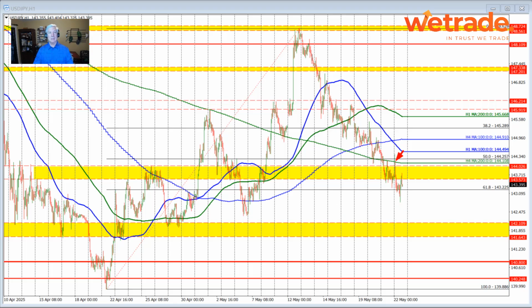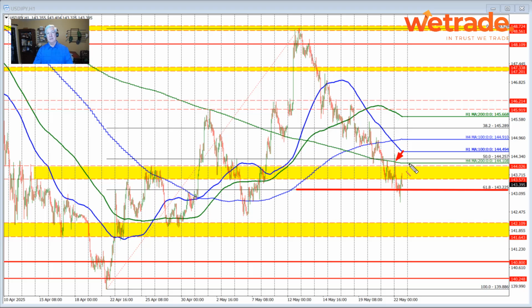That move to the downside was able to get below the 61.8% retracement of its most recent move up from the April low to the May high. That level comes in at 143.225. But just like this break to the upside, the momentum could not be sustained, and the price moved back higher. We did move back into this swing area between 143.57 and 144.026, and this area would be key, along with the 200 bar moving average up here and the 50% retracement.